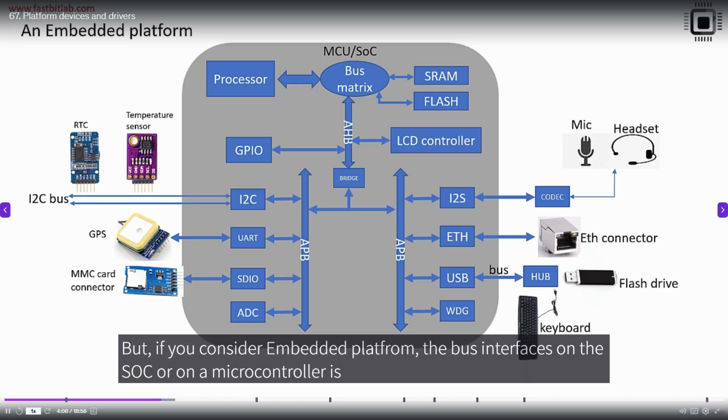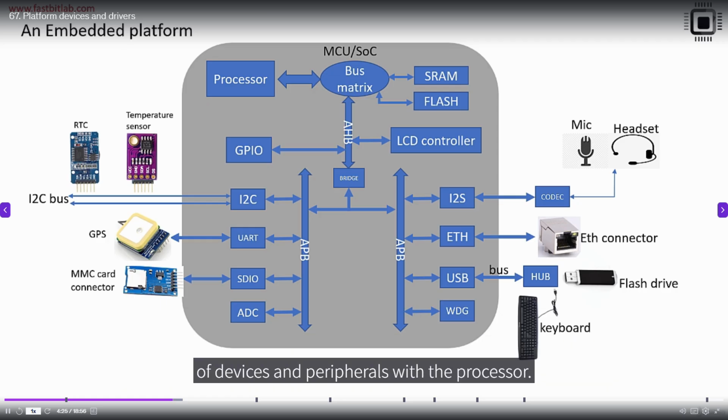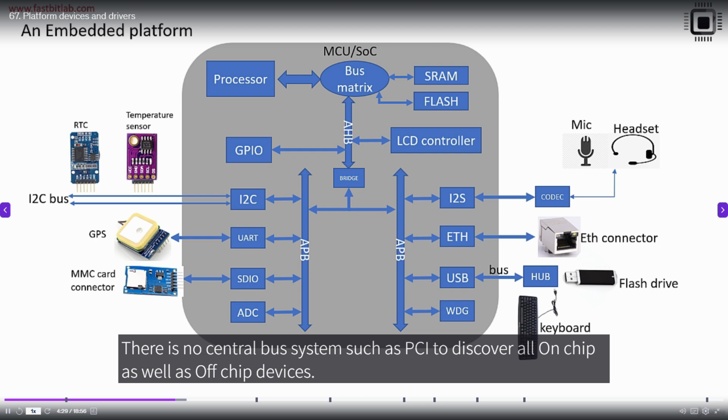But if you consider an embedded platform, the bus interfaces on the SoC or on a microcontroller are purely vendor specific. Different vendors have their own proprietary design for interconnection of devices and peripherals with a processor. There is no central bus system such as PCI to discover all on-chip as well as off-chip devices.